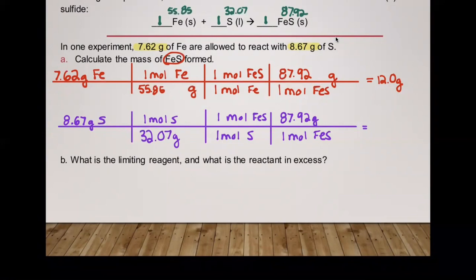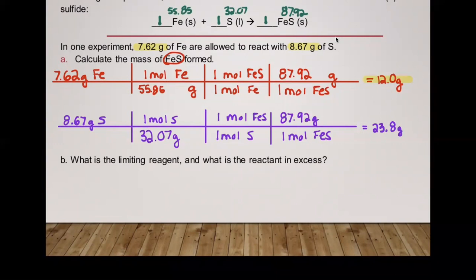But here we're going to find that based on that amount of sulfur, we would be able to make 23.8 grams. So theoretically, if we had enough iron, we could make 23.8 grams with the sulfur we have. But as we can see, our iron says we can only make 12 grams. And so based on that, we're being limited by the amount of iron we're told we can make.